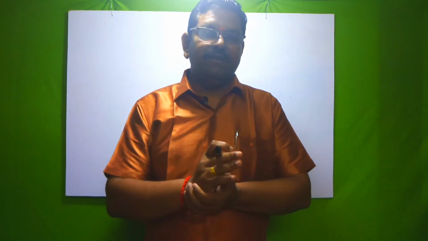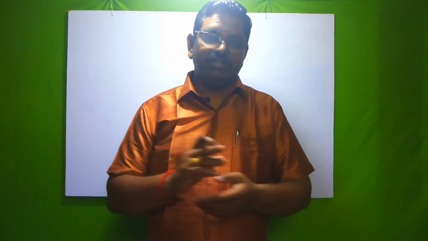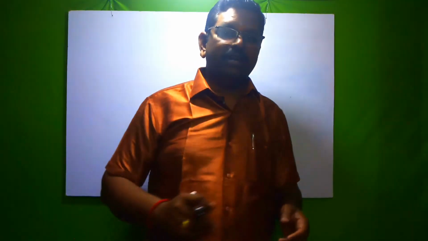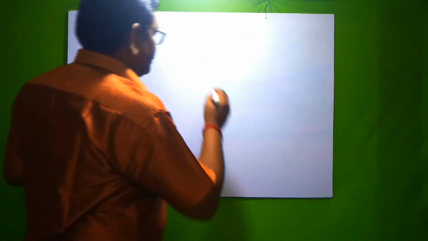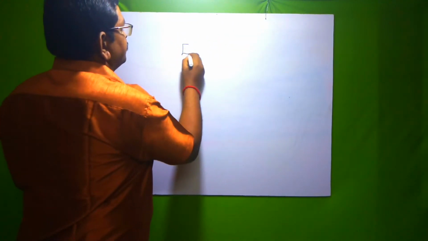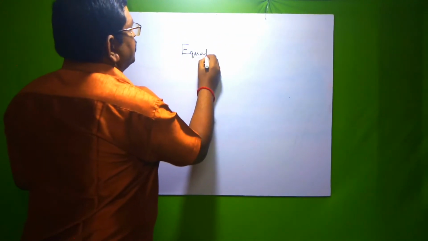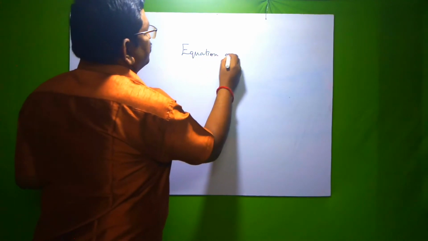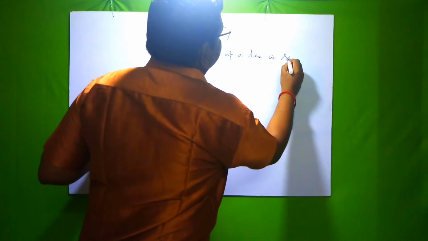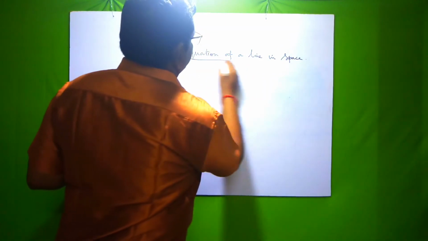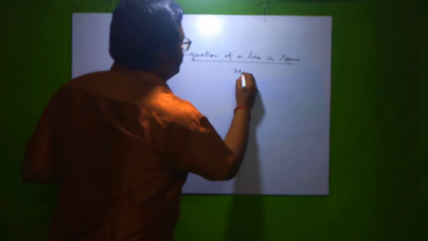In each method we have two different forms. The first one is vector form and the second one is Cartesian form. Now let us take model number one, equation of a line in space. So we take model 1.